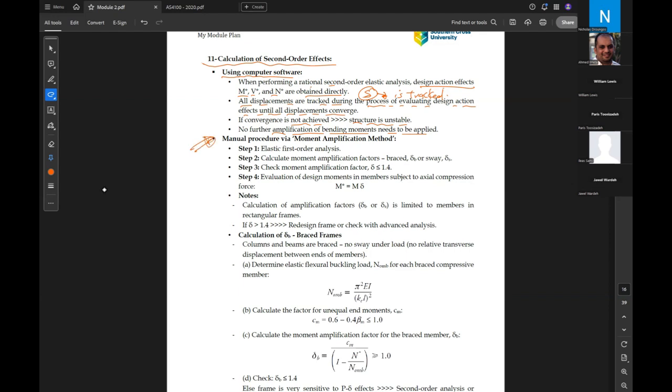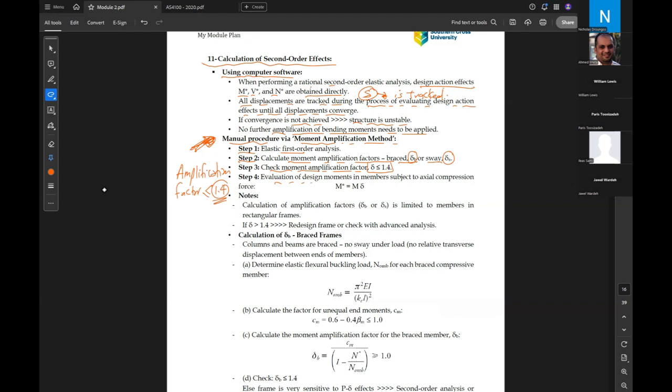If we are looking at the manual procedure using the moment amplification method, the steps are: elastic first order analysis, then calculate the moment amplification factor, delta B for braced or delta S for sway, then check the moment amplification factor is less than 1.4. The maximum amplification factor in the Australian standard is 1.4, so it cannot be more than 1.4.